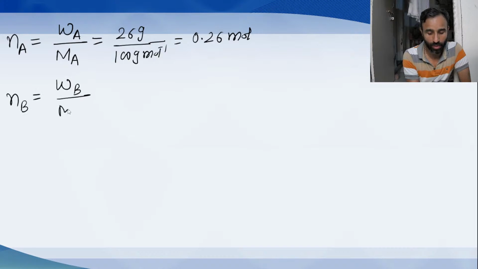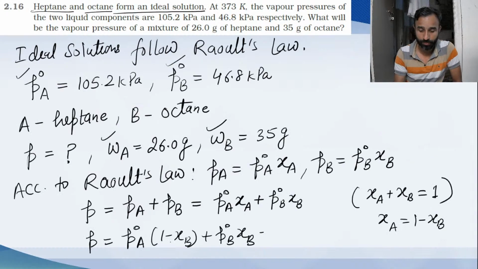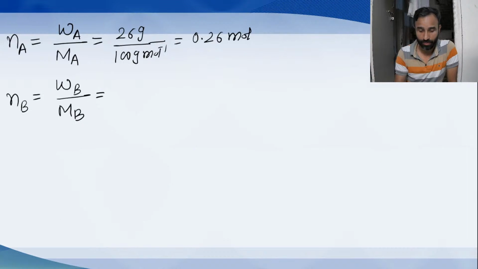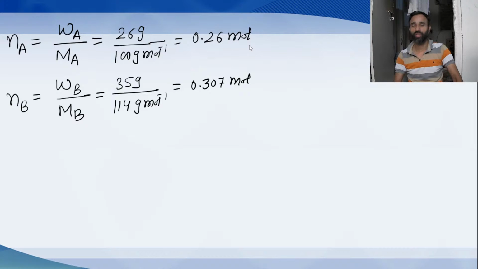Wb over Mb. So Wb is 35 gram over 114 gram per mole. So 35 over 114. It is 0.307 mole. Or we can write it as 0.31 mole, but let it be 0.307 mole.